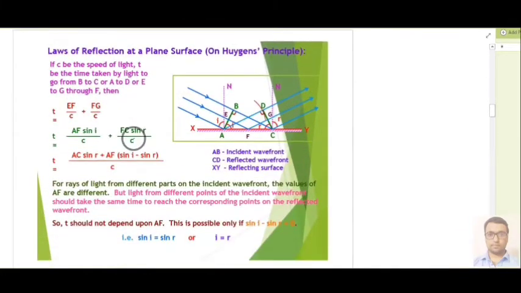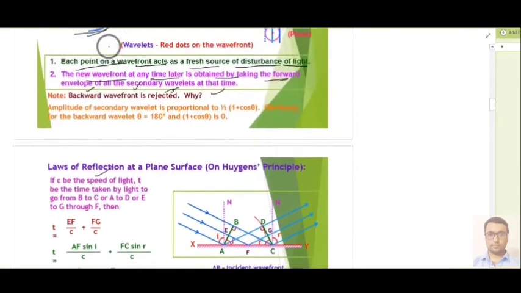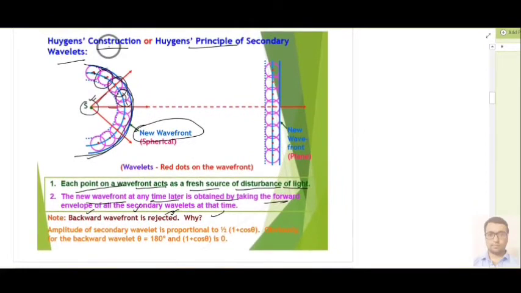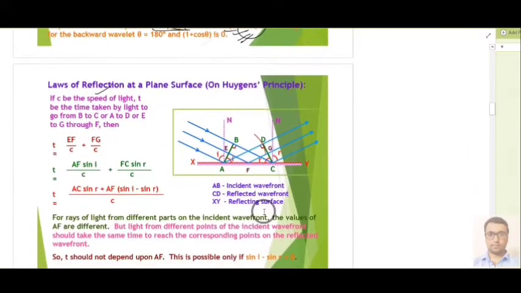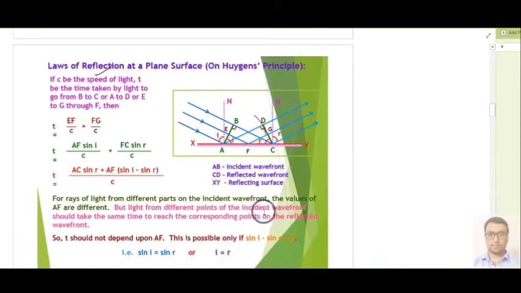And after that we have the laws of reflection. Here you can note down one more thing: he said that the backward direction wavefront is not considered. This is because the amplitude of a secondary wavelet is given by 1/2 (1 + cos θ), and for the backward direction θ becomes 180°. So the amplitude becomes 0, meaning light is not going in the backward direction.